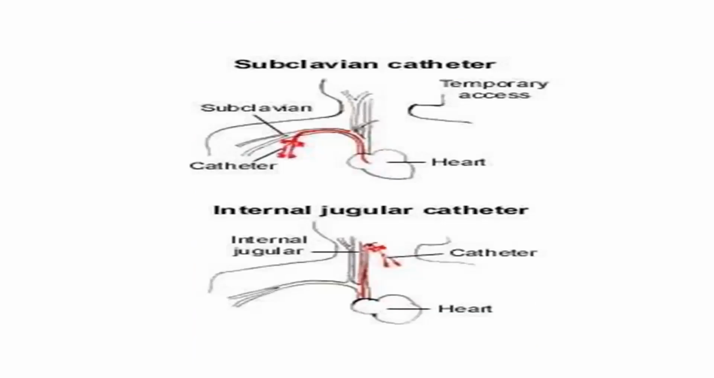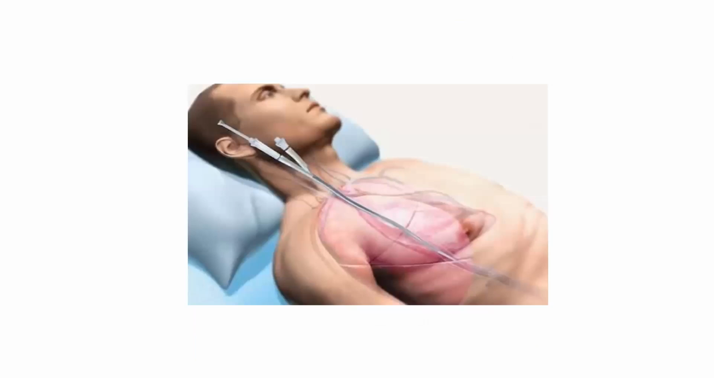Now, this is how you place a temporary vascular access. This is a subclavian vein catheter. You locate the subclavian vein with an introducer needle and then pass the catheter into the subclavian vein. And this is the internal jugular catheter. Both of these are temporary vascular access, which is usually done in emergency situations. This is how the internal jugular catheter is passed.